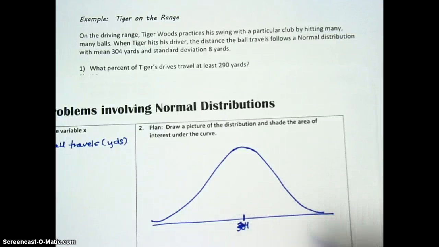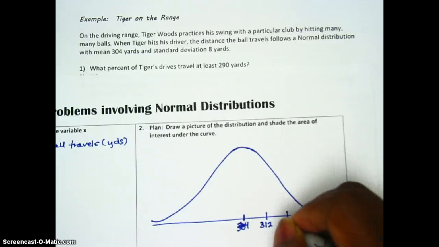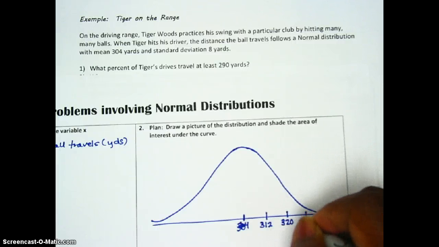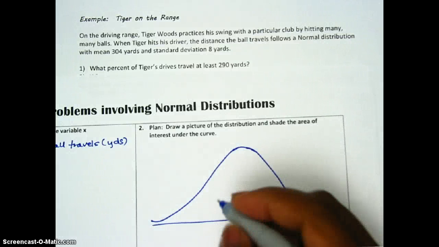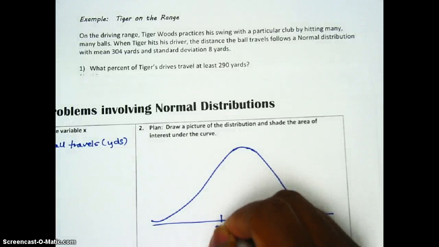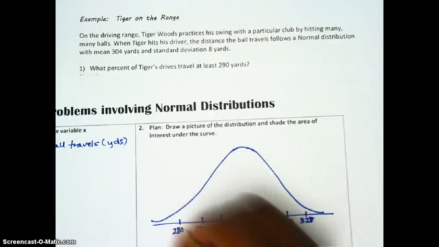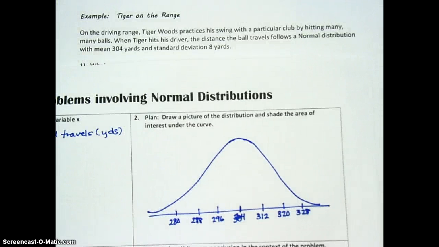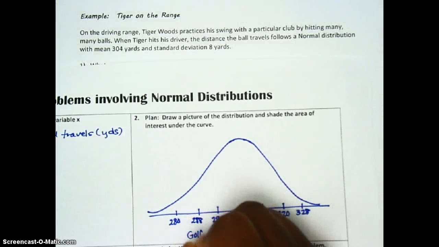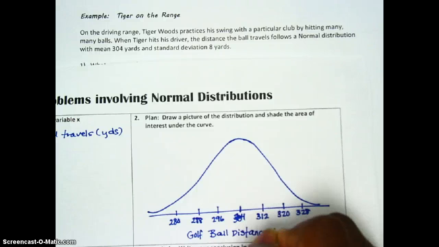This is 304. So plus 8, there's 312. Plus another 8 is 320. Plus another 8 is 328. If I go below the mean, now I have to subtract 8. So minus 8 is 296. Minus 8 again is 288. And minus 8 again is 280. So now I want to give this a label. We'll call this golf ball distances. And we'll also give it units of yards.